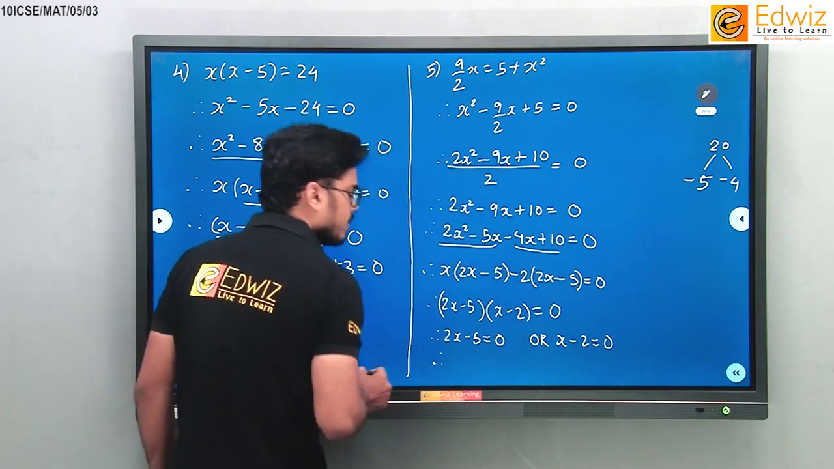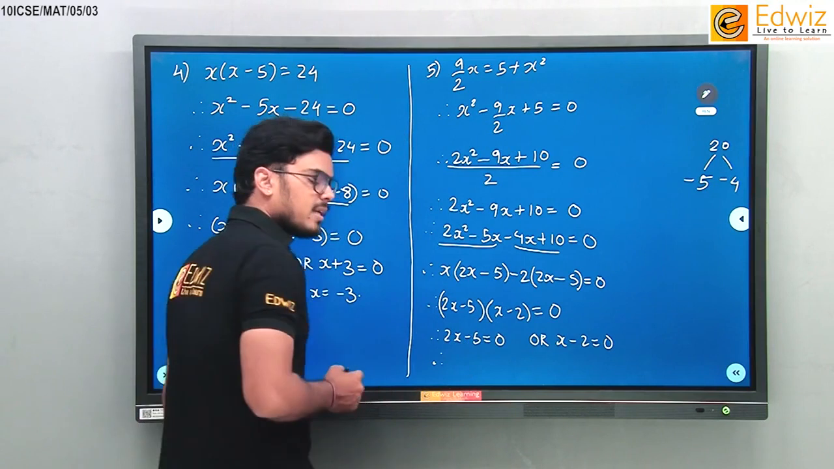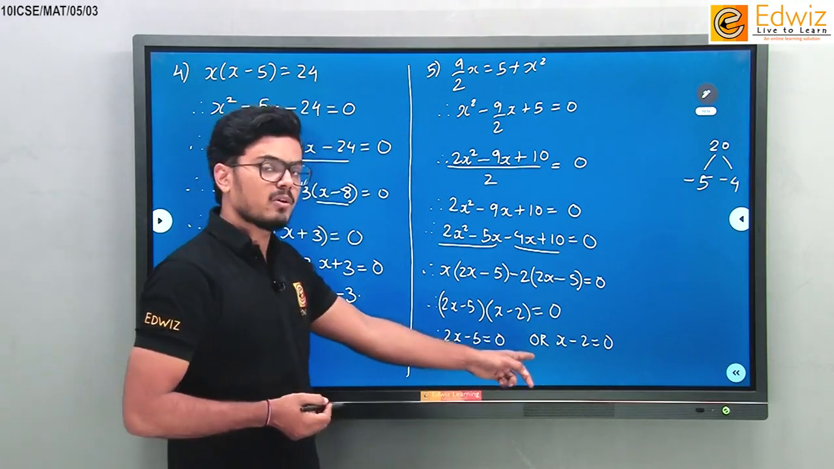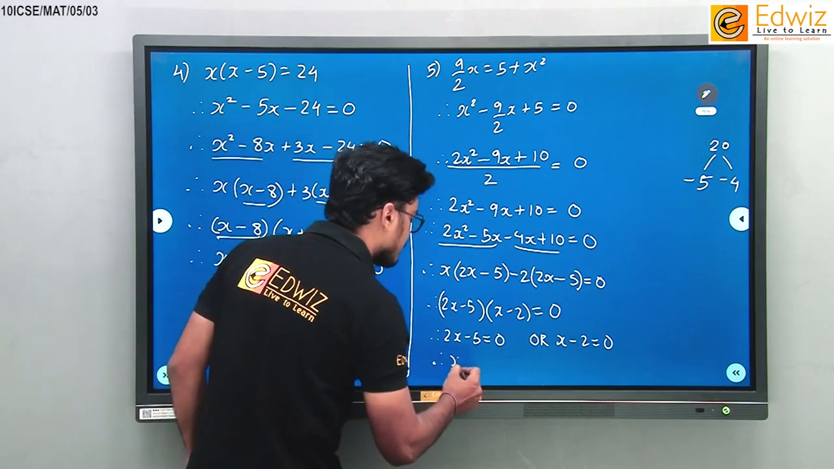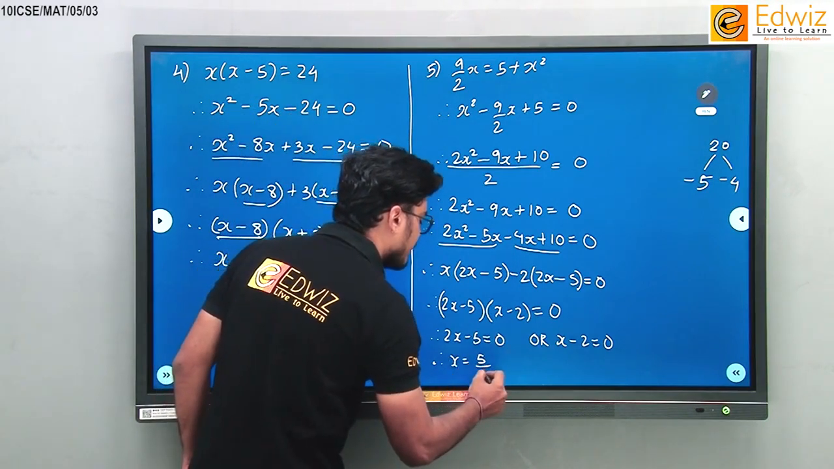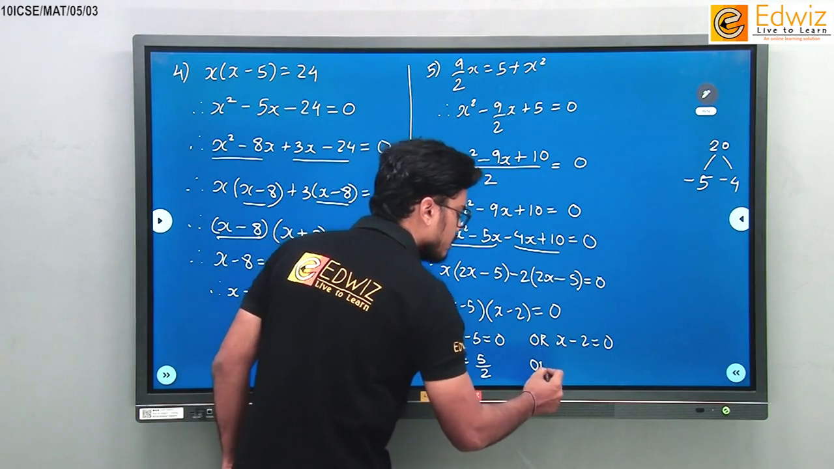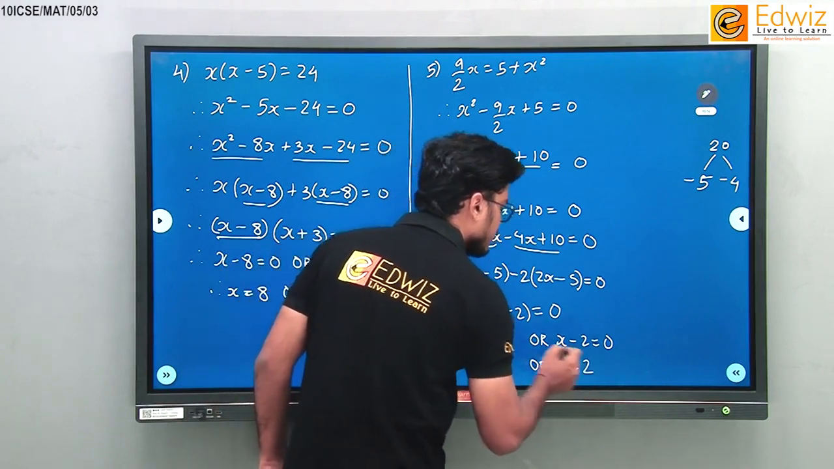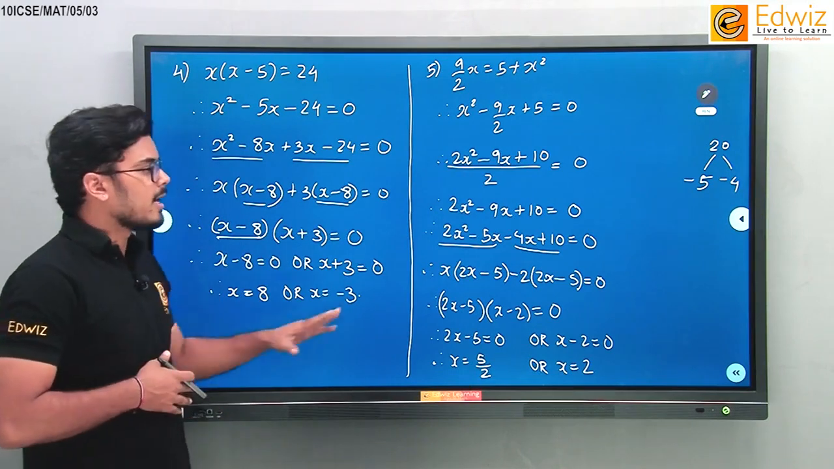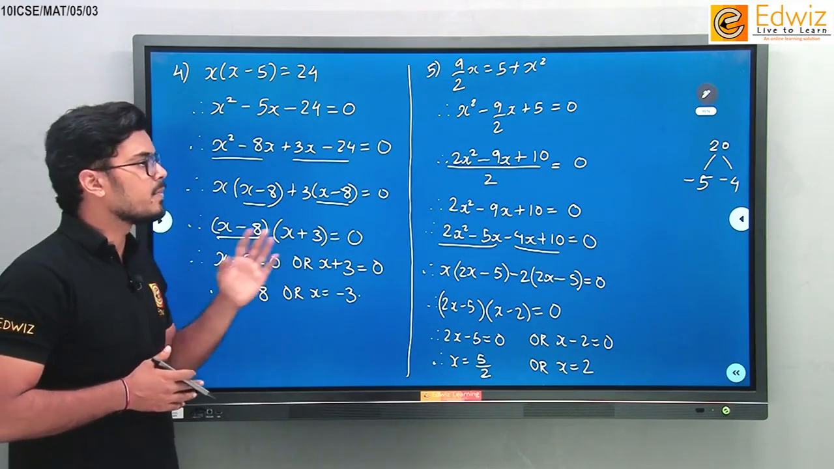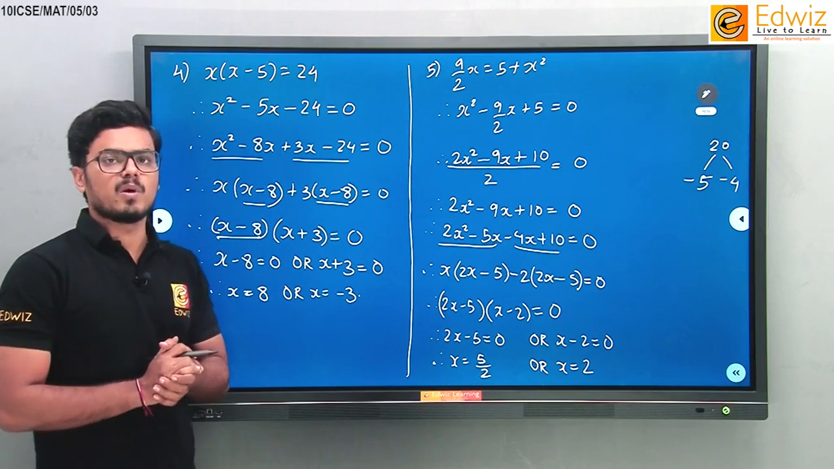Therefore here from this equation you can see the solution is minus 5 on the other side, positive 5 divided by this 2, correct? X will be positive 5 divided by 2 or x will be positive 2. So this is our solution for question number 5. I hope you understood this equation. I'll give you a minute to note this down, then we'll move on to the next question.